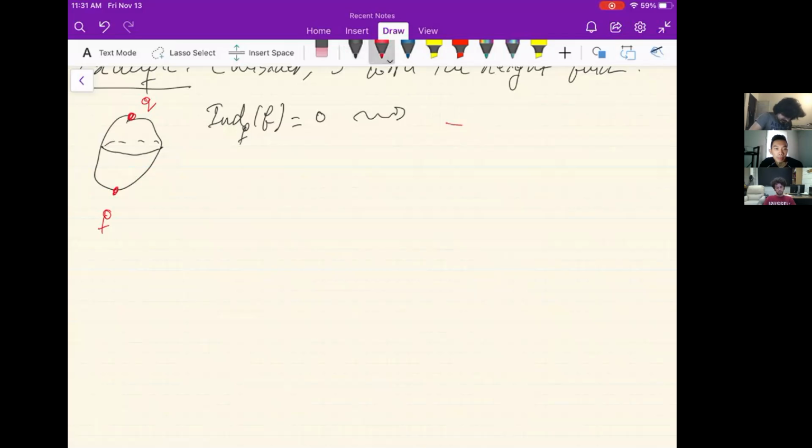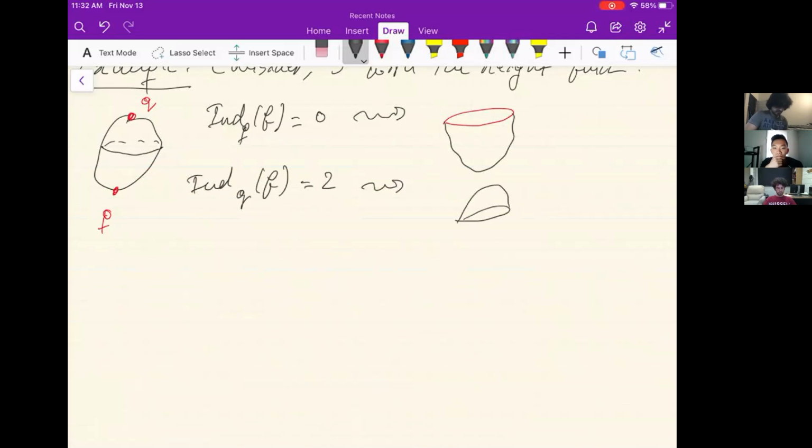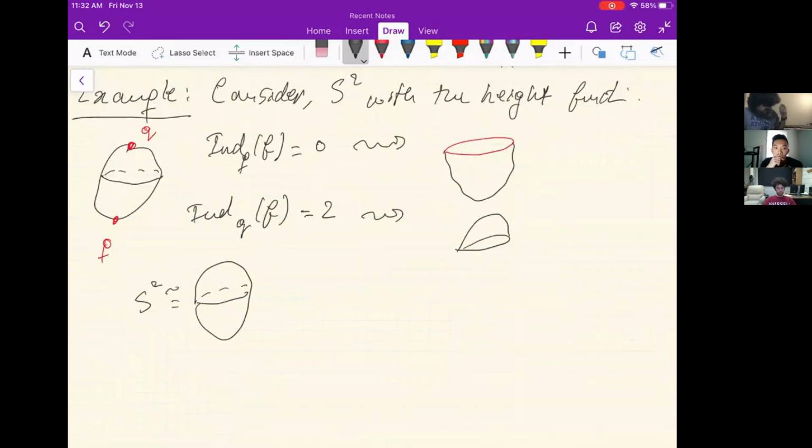Okay, let me try. So I give myself this guy, a D2, but sort of curved at its center. And then when I pass through Q, we know that's of index 2. So I should glue this guy along the red region. So I would recover S2.